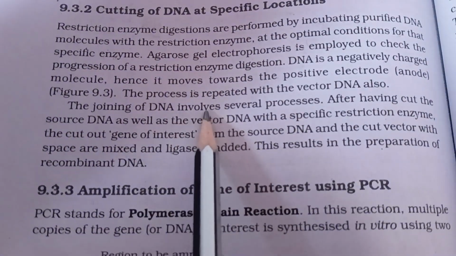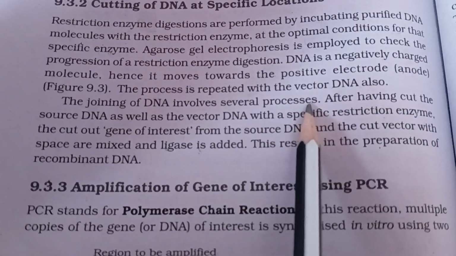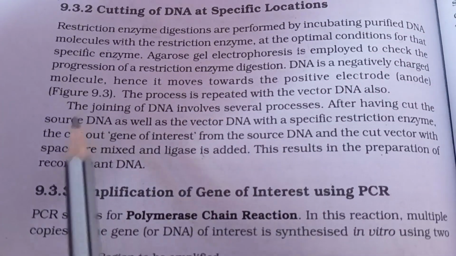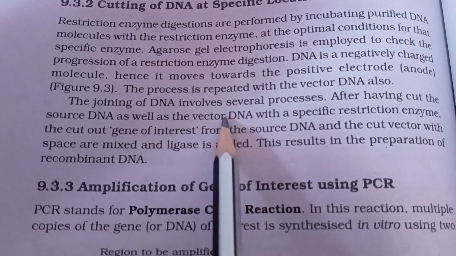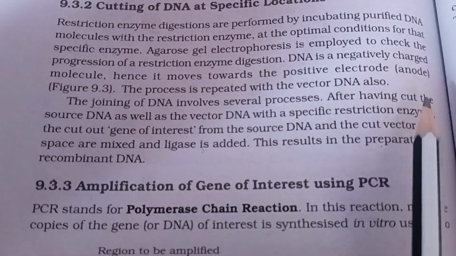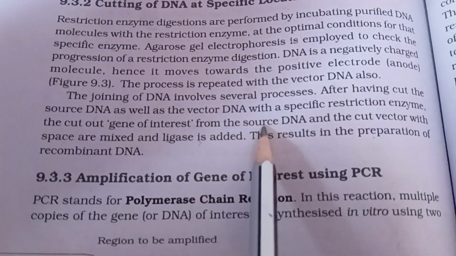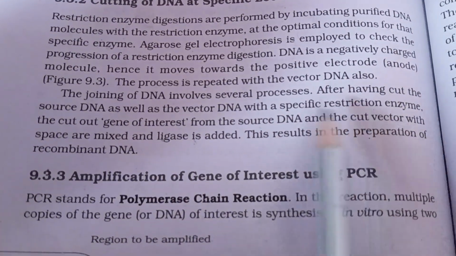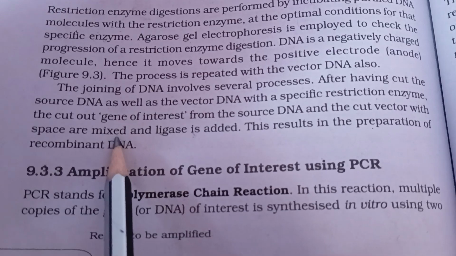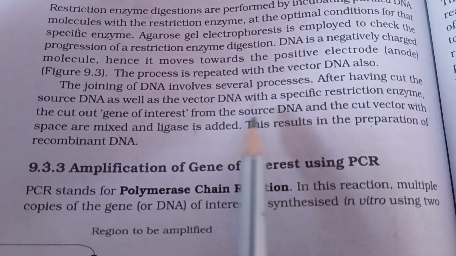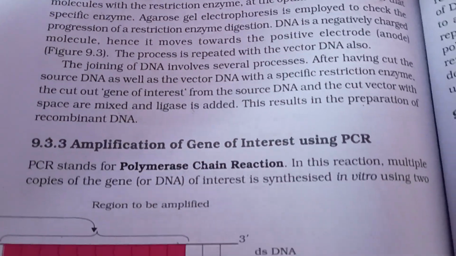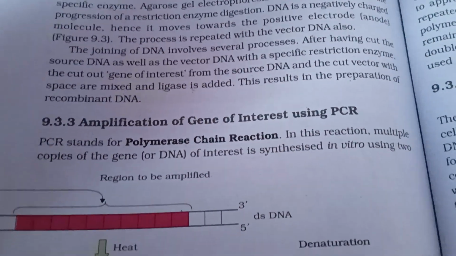The joining of DNA involves several processes. After having cut the source DNA as well as the vector DNA with a specific restriction enzyme, the cut-out gene of interest from the source DNA and the cut vector are mixed and ligase is added. This results in the formation of recombinant DNA.